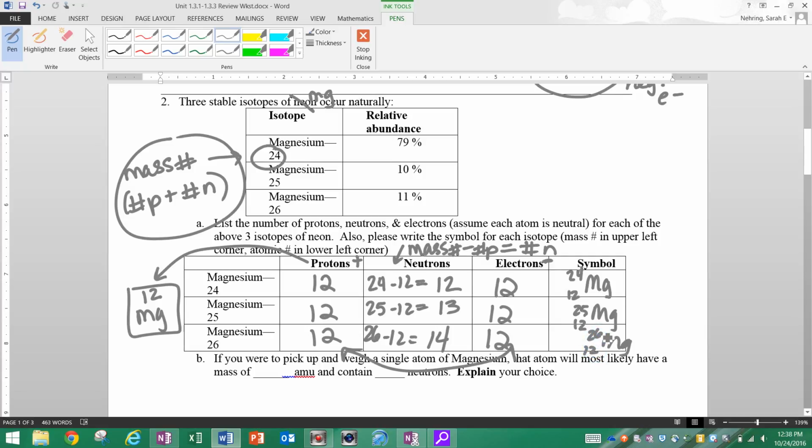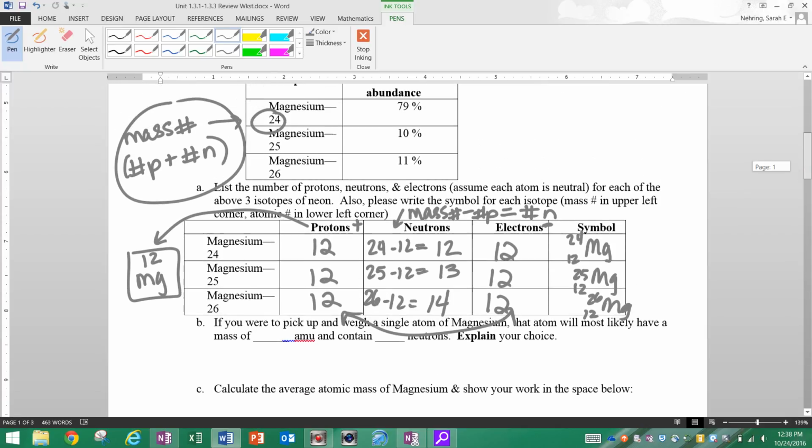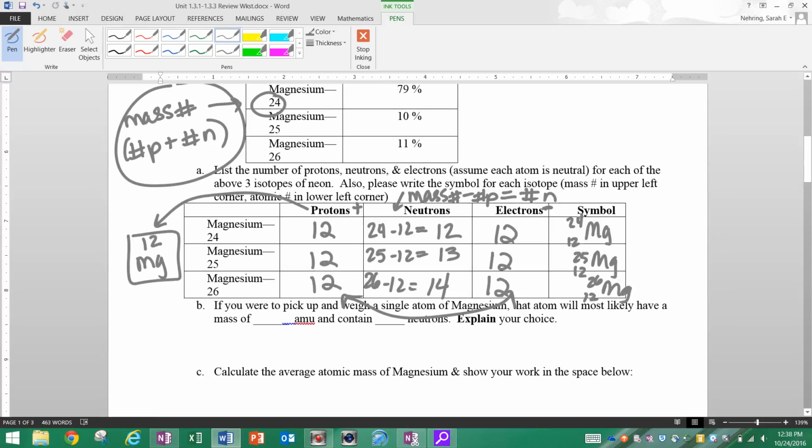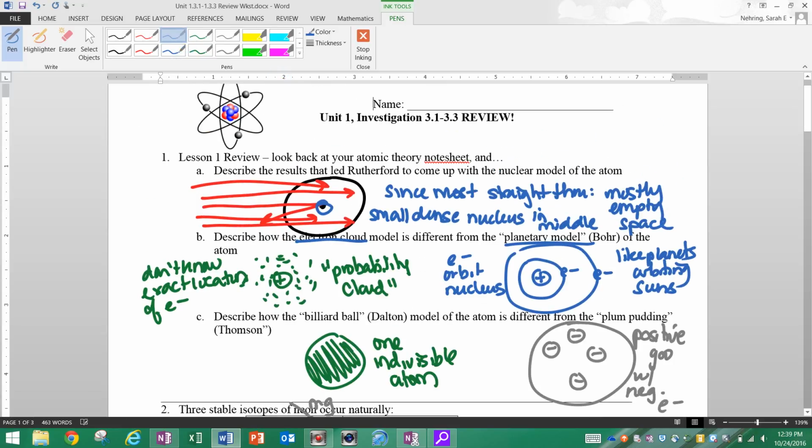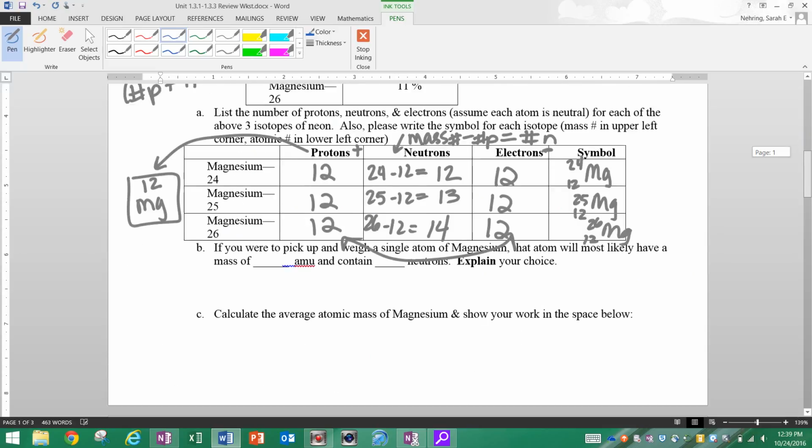So that's that table. So let's look at B. If you were to pick up and weigh one single atom of magnesium, it would most likely weigh what? Well, if we look up here at this table, we can see what the most common isotope of magnesium is. And it looks like it's this one right here. We'll scroll down here.